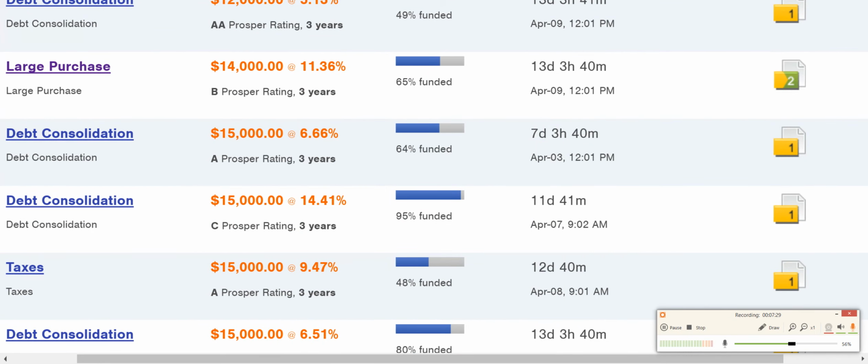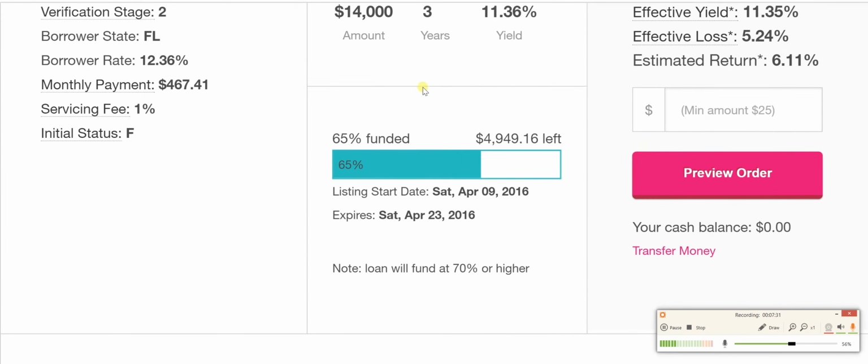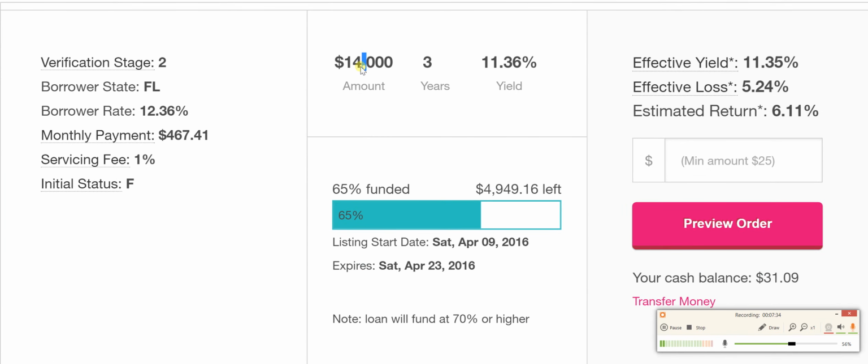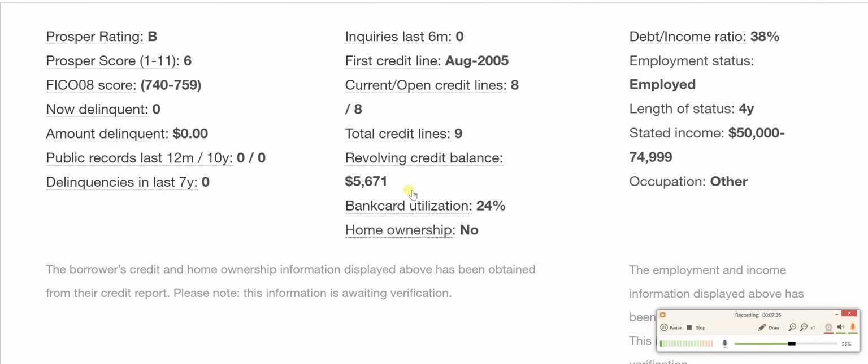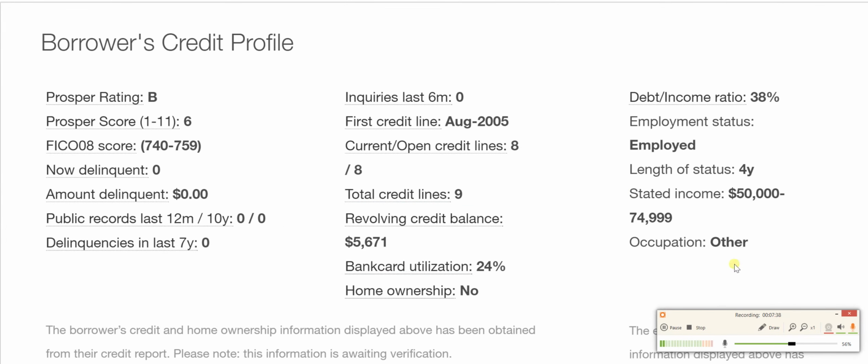Let's find out. Okay, pop it open, take a look. It's Florida. They need $14,000 for a large purchase. They've been working somewhere for 4 years. And usually I don't like the sign "other." I'd prefer if you told me your profession, because that's usually a good sign that you know what you're doing.